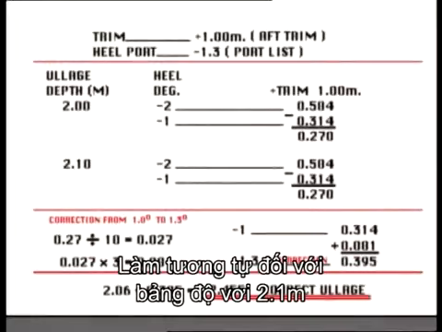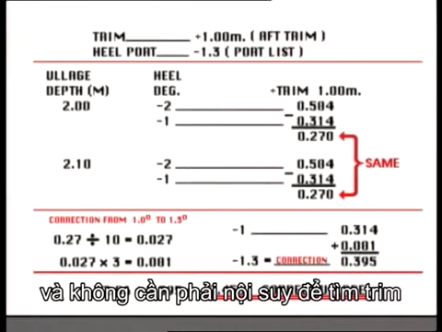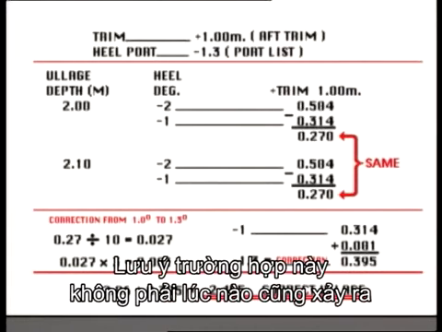Do the same thing in the table for 2.1 metre ullage. In this case, the same factors are obtained, so the difference is the same and no interpolation for trim is required. Note this is not always the case.